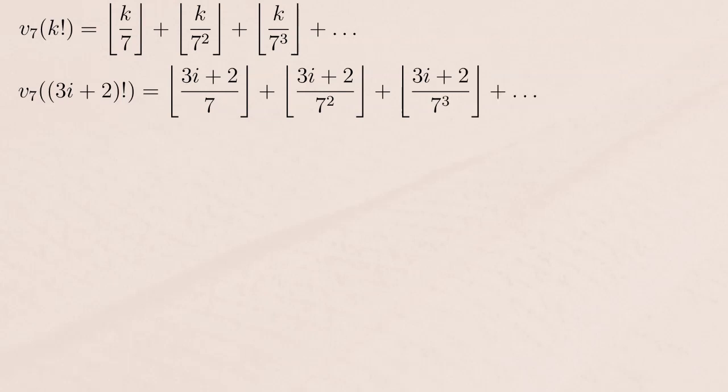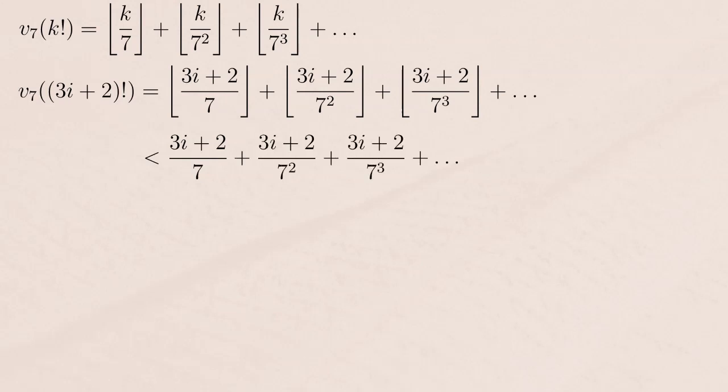Now we're not going to be able to get a nice formula for this, but let's take a crude approximation. Firstly, this expression is less than (3i plus 2) over 7 plus (3i plus 2) over 7 squared plus (3i plus 2) over 7 cubed, and so on. That is the same expression without the floor signs. Now, (3i plus 2) over 7, I'll just leave the same.